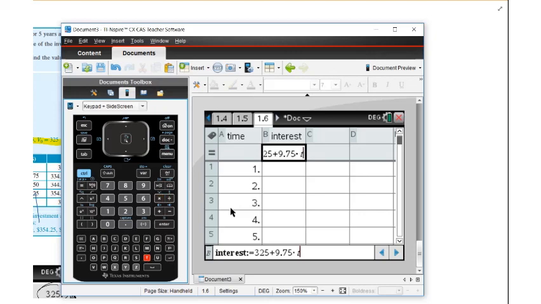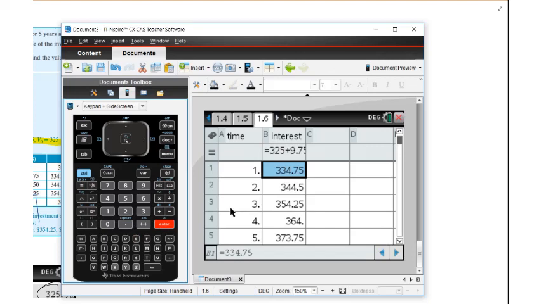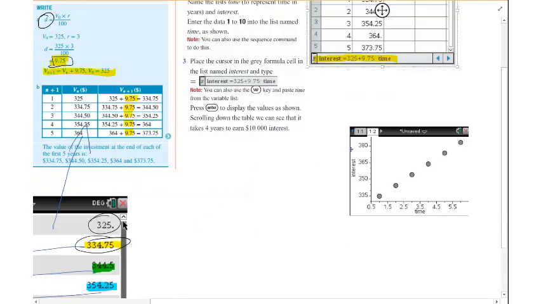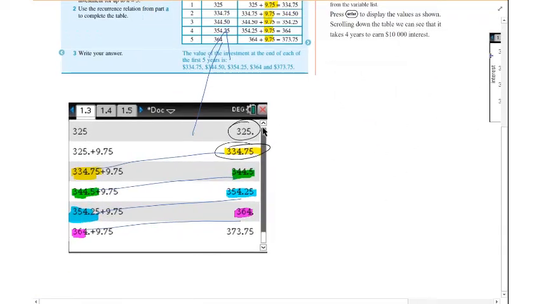T-I-M-E. Basically, what that's going to do is, for time, go 325 plus 9.75 times 1. That'll give me this number here. Then it's not looking at the previous, but it's going to go 325 plus 9.75 times 2. Then 325 plus 9.75 times 3. So it's calculating it for you. You can see the numbers I get there are exactly the same as I got in this particular way over here.